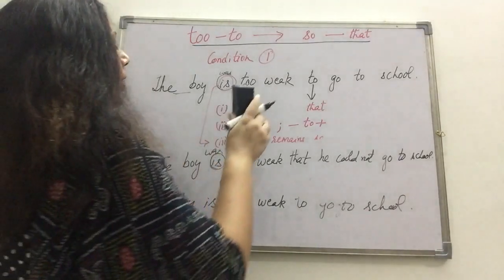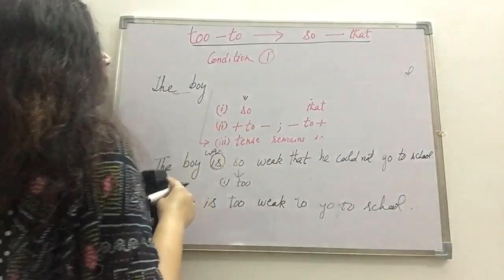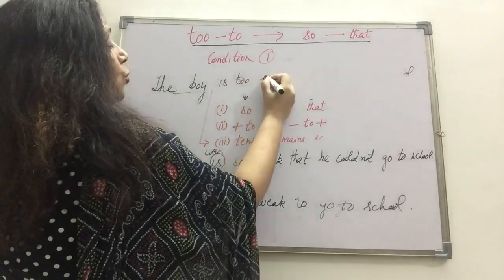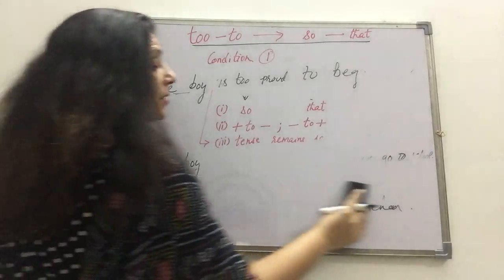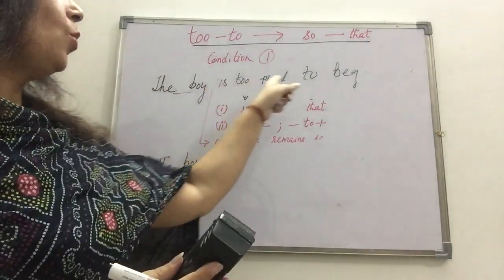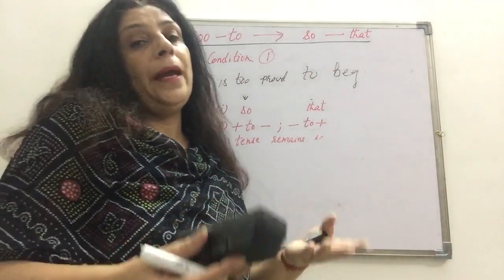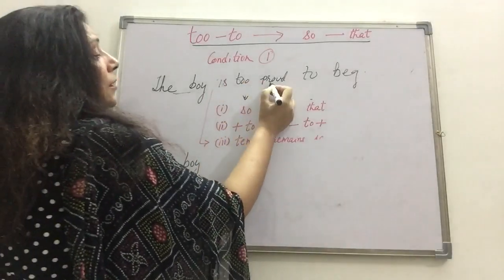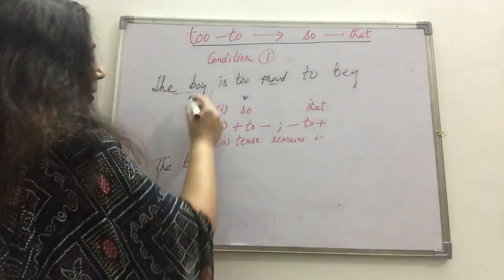Now, one more thing. Supposing the sentence over here is the boy is too proud to beg. Supposing this is the sentence, then what will be the answer? See it. Now you have to see the answer. Here no action is being done. There is no possibility of an action. He is saying the boy is too proud to beg. That is his nature. That is his habit. So when the sentence pertains to a person's habit or nature, then the boy is too proud to beg.